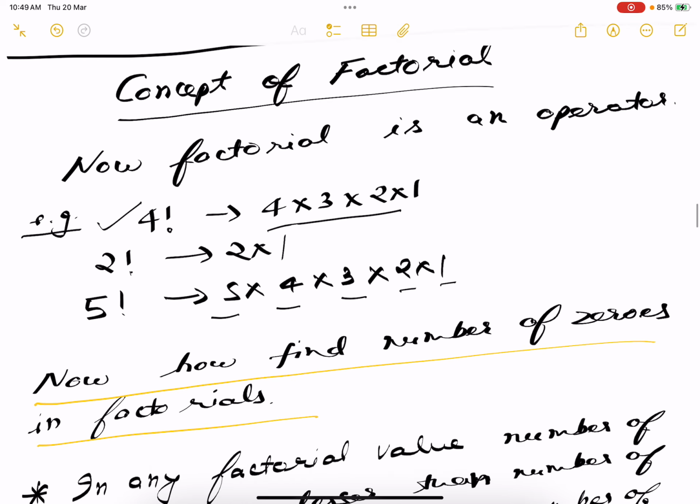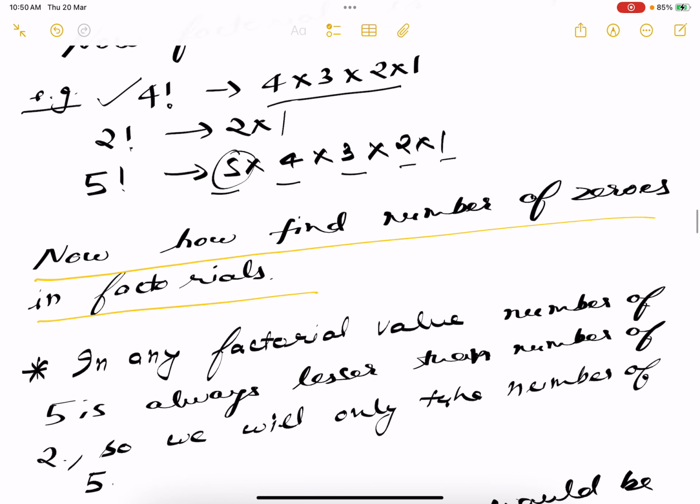Okay. Now from above we can see that the 5 appears only after 5 factorial. Matlab, starting from 5 factorial, 5 comes to appear. And to make a 10 we need both 2 and 5. So before 5 factorial there are no 5's, so before 5 factorial there would be no zeros. The number of 0's would start coming with 5 factorial only. Are you getting it? Now, how do we find the number of zeros in factorials?